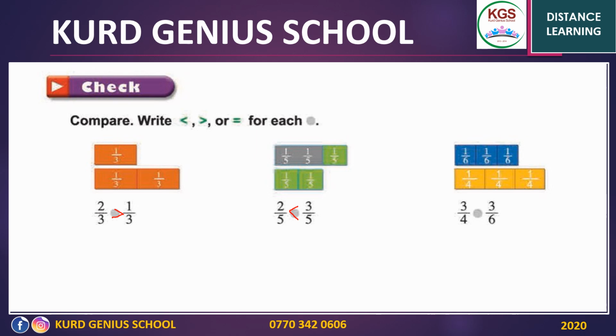Look at the third one. We have 3/4 and 3/6. Here the numerator is the same, so the denominator will decide which one is greater. Be careful, we said that if the numerator is the same, the smallest denominator will be the greater fraction. Here between 4 and 3, which one is smaller? 4 is smaller. So in this case, 3/4 is greater than 3/6.